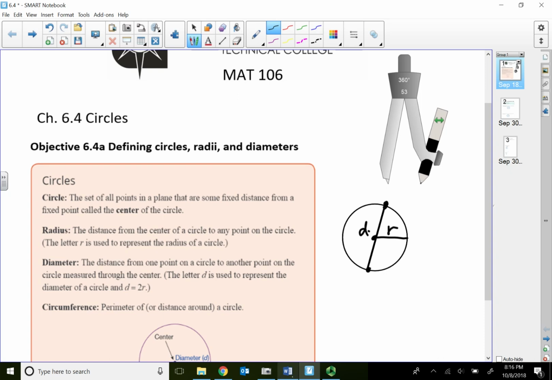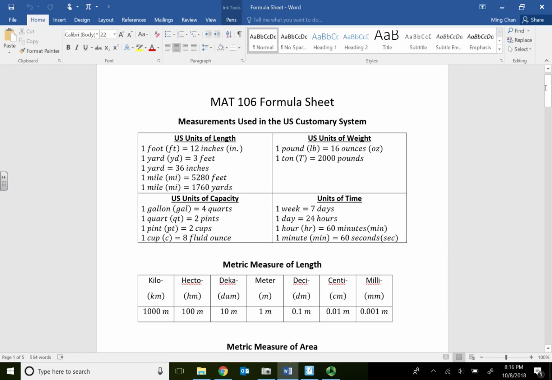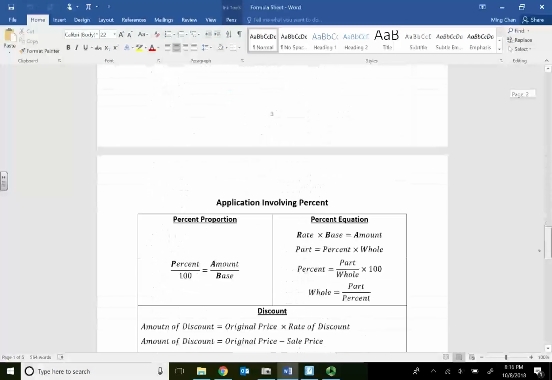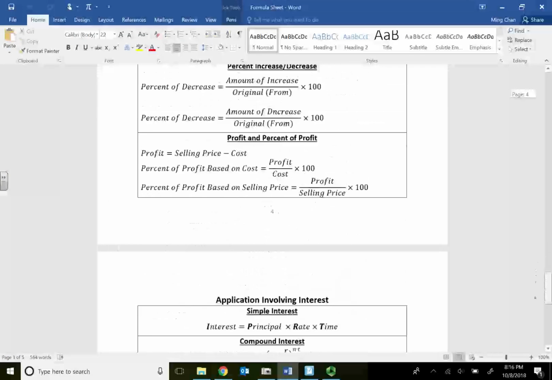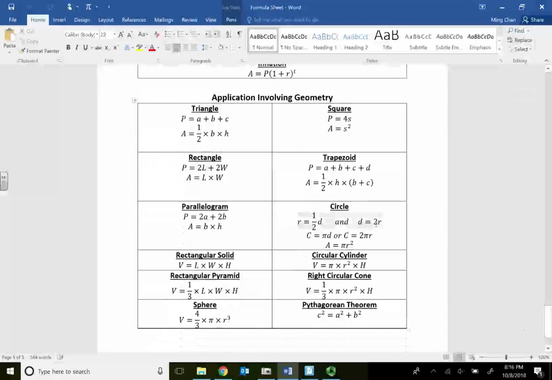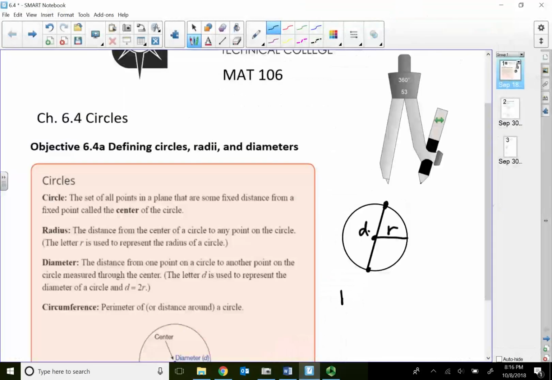So let's find our formulas for circles on the formula sheet real quick, and let me explain it to you. Let's go past the geometry part. A diameter is made of two radii, so a single radius is half of a diameter. A single radius is half of our diameter, and a diameter is made of two radii. That's what the two formulas mean.